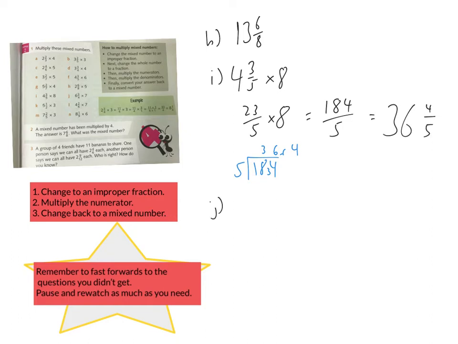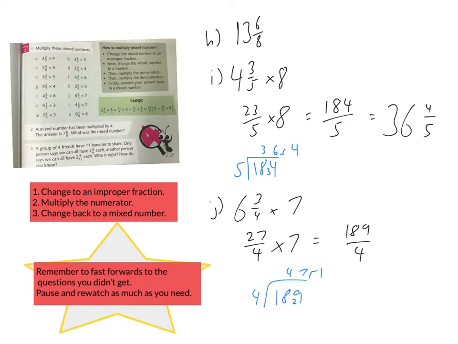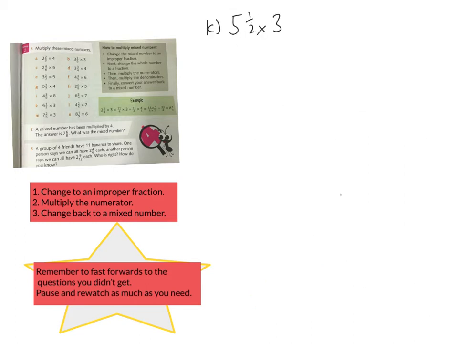J, 6 3/4 times 7. 6 fours are 24 plus 3 is 27, so 27 quarters times 7. 27 times 7, 7 20s are 140, 7 sevens are 49, so I've got 189 quarters. Need to divide that, which gave me 47 remainder 1. So 47 and 1/4.